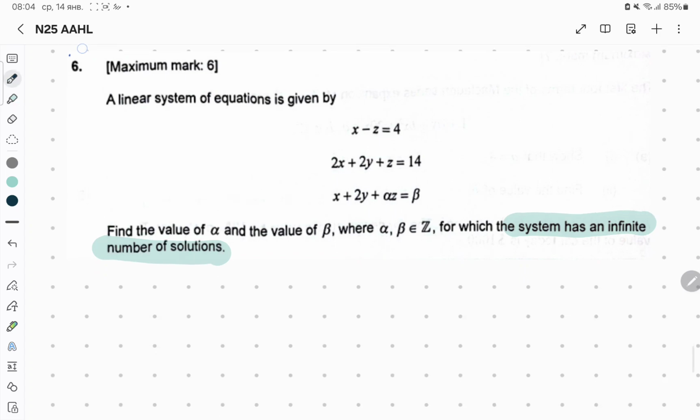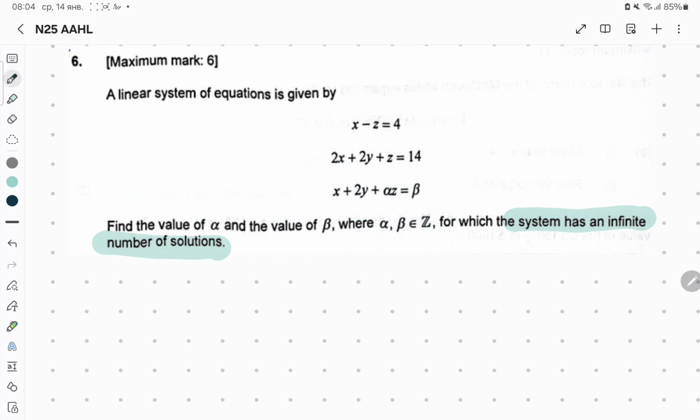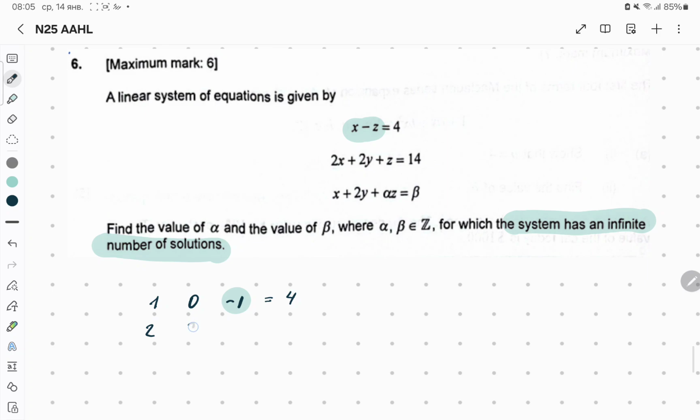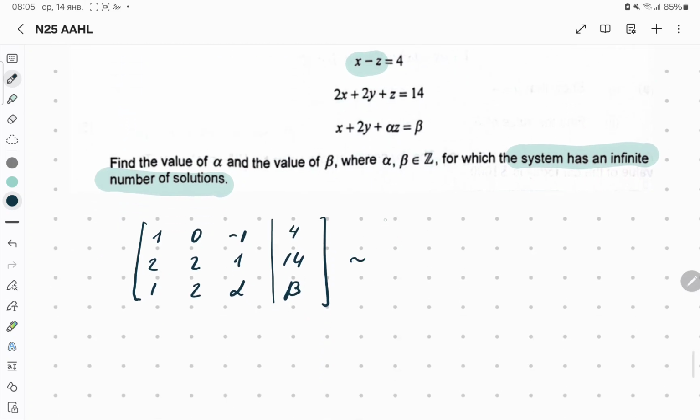First of all, what to do here is to make the system of equations. We have to make the matrix of coefficients. Let's construct the matrix. So 1, 0, -1 is from the first equation, since the coefficient of z is -1, the coefficient of y is 0, and it is equal to 4. The same way we do the next coefficients. We don't need to write the equal sign. So actually we have to make an augmented matrix with the coefficients 1, 2, alpha and beta. Okay, now we have an augmented matrix, and we have to convert it into triangular form.